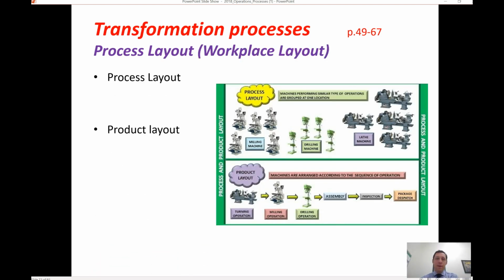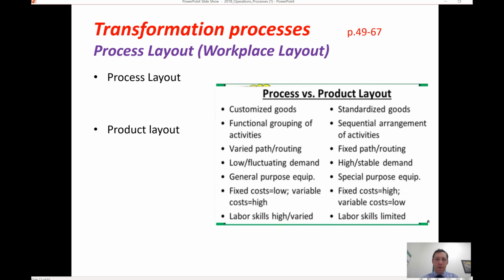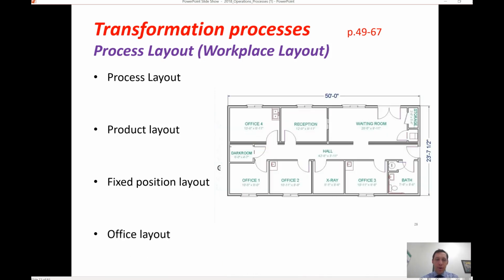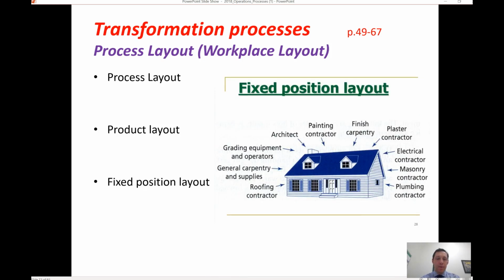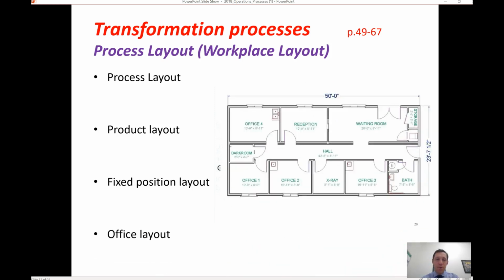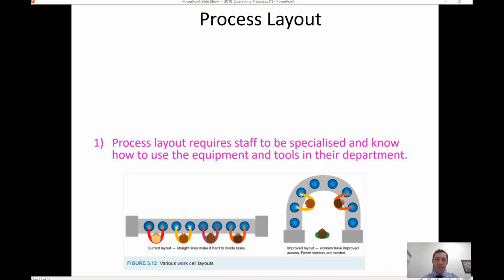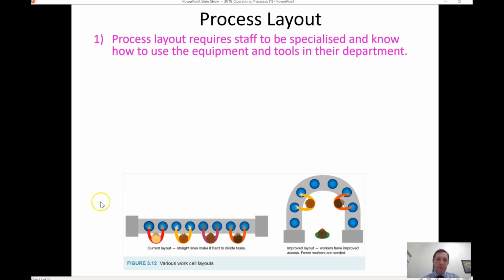So it's all about having effective layouts, whether it be for a process-driven business, or a product-type business, which is a product-type manufacturing process, or whether it's in a fixed position, such as a construction site, for example, where the construction is happening and the workers are working around that fixed position, or whether it's in an office. Okay, and I'll leave process layout there.